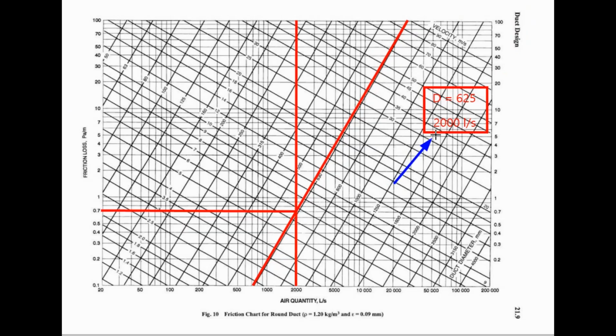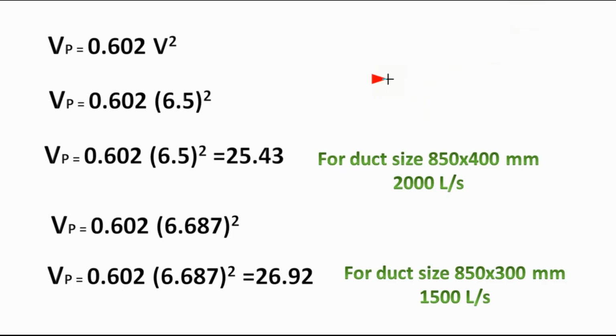Airflow rate is 2000 liter per second. So we draw a vertical straight line for airflow 2000 liter per second, and equivalent round duct diameter is 625. So we draw one line for this, and this line is 630. So we draw from here nearly for 625. So at the intersection of these two lines, when we go here for friction loss, it is nearly 0.7 Pascal per meter. For duct size 850 by 400 millimeter, airflow is 2000 liter per second.